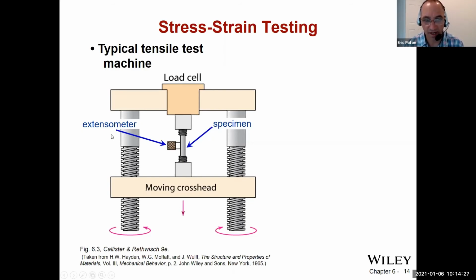And often we put an extensometer, which is basically just like a little claw that attaches to the side of the material, where we can measure the extension. And there's other ways to do it, like strain gauges, and that's what we have in our lab. We put strain gauges on there to measure the strain. And then the third way is by just measuring the deflection of the moving crosshead.